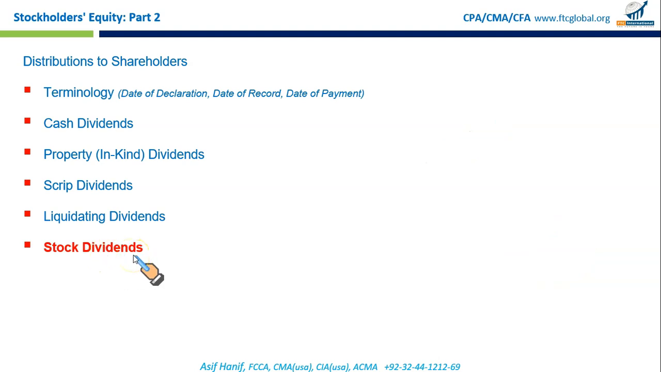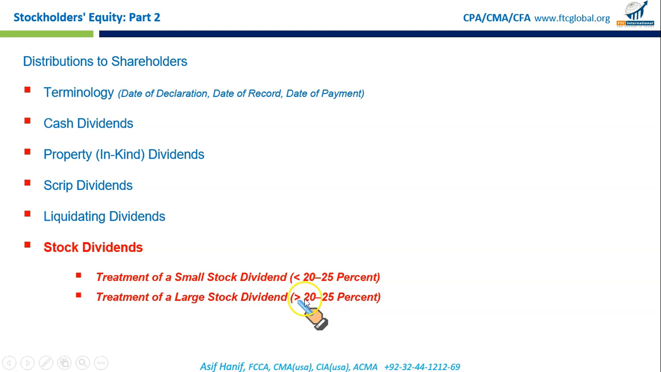Stock dividends: when a company gives additional shares of its own stock to its shareholders instead of cash, this is called a stock dividend. There are two possibilities. One, when the company issues a small stock dividend. A small stock dividend is when a company distributes less than 20 to 25% of the existing shares as dividends. This is an important point to understand, because they are treated differently. If there is a stock dividend which is more than 20 to 25%, it has a totally different accounting treatment. So let us discuss these one by one.